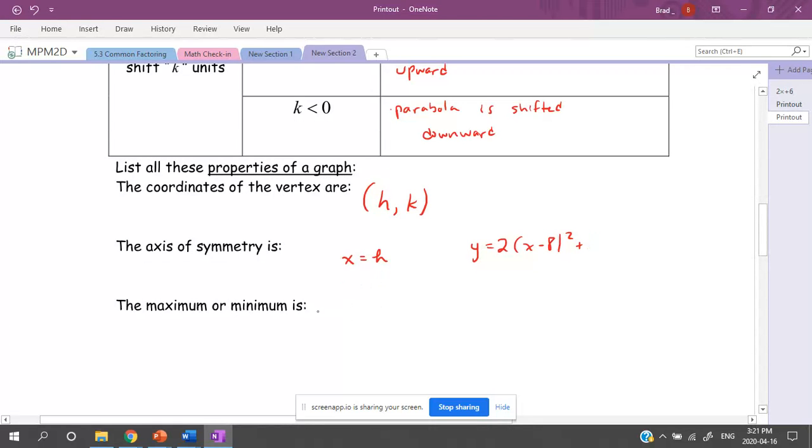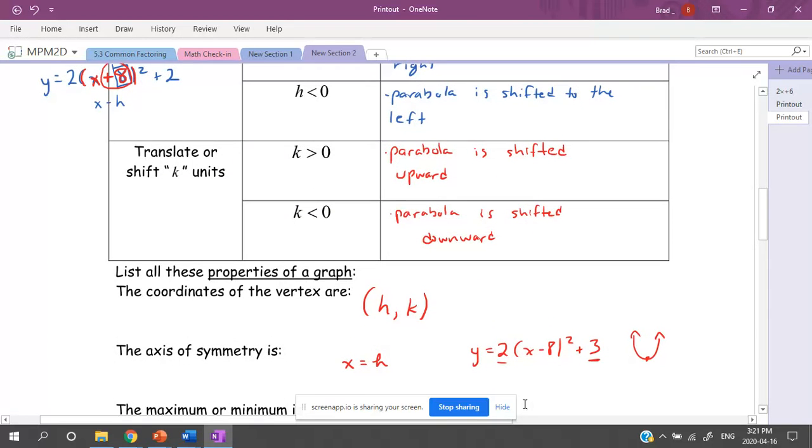And then the maximum or the minimum, in other words, the highest height that the parabola reaches, or if it opens upward, the lowest point it reaches, is going to be y equals k, right? So again, using the same example here, this is k, so 3. Well, let's see, it's positive 2, so it opens upwards, so it's going to have a minimum, right? So the lowest point on this parabola will be 3. The minimum will be 3. Let's take a look at some examples and see how this works.